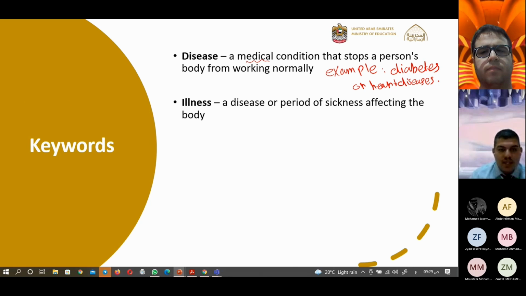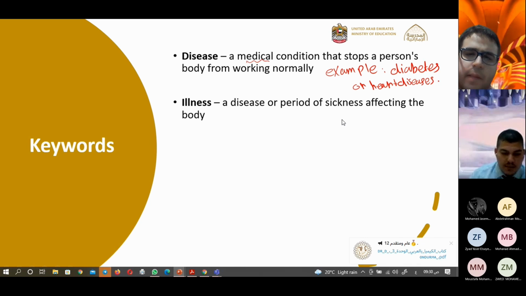Next, we have illness, which is a disease or a period of sickness affecting the body.